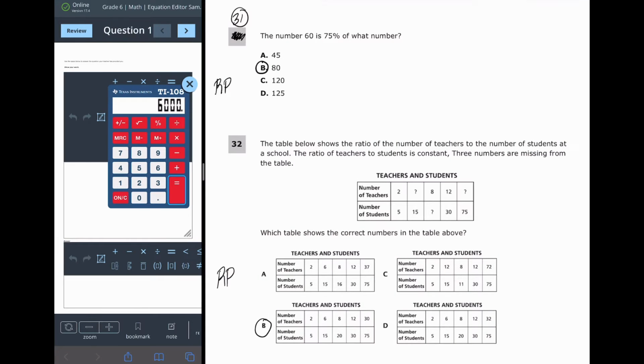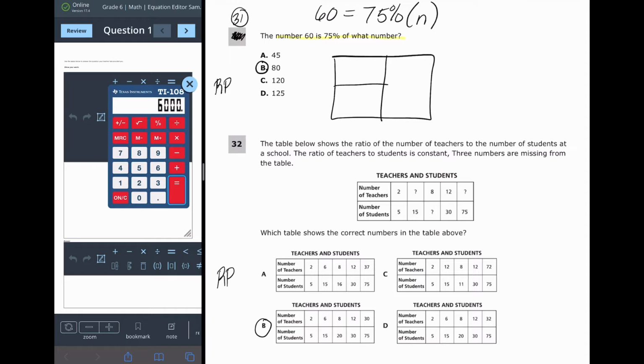Let's start with number 31. We know that a number is 75% of a number. So I know a lot of times kids do this, that number 60 is equal to 75%, but remember it is 75% of some number. So we're going to start by making a ratio table. And I'm going to write that 75% as a ratio, 75 over 100. And we know that the 60 is equal to the 75, the part. We don't know what that number is over here.